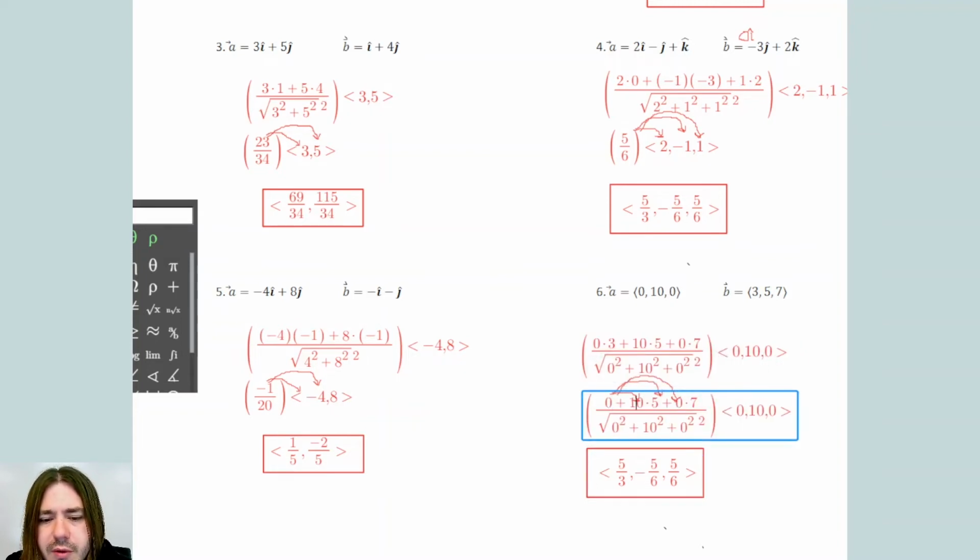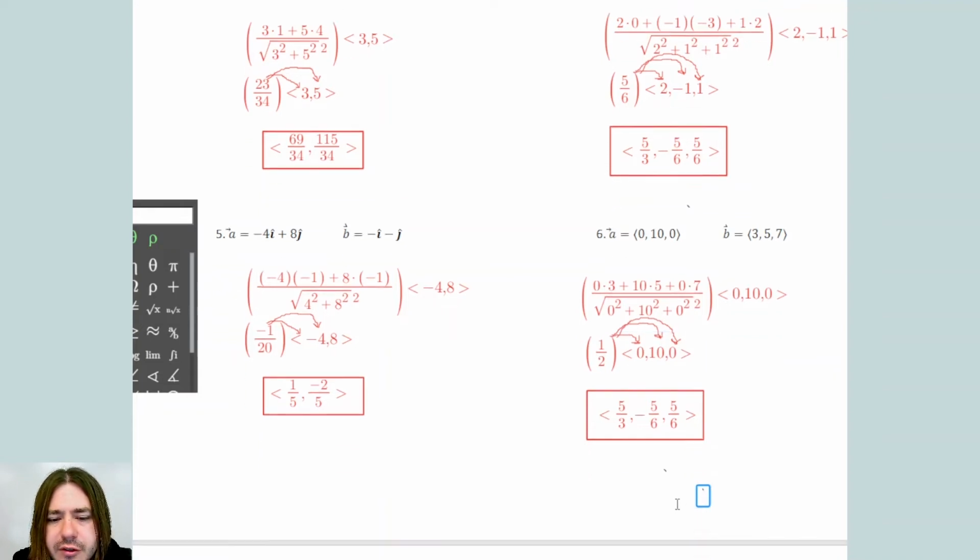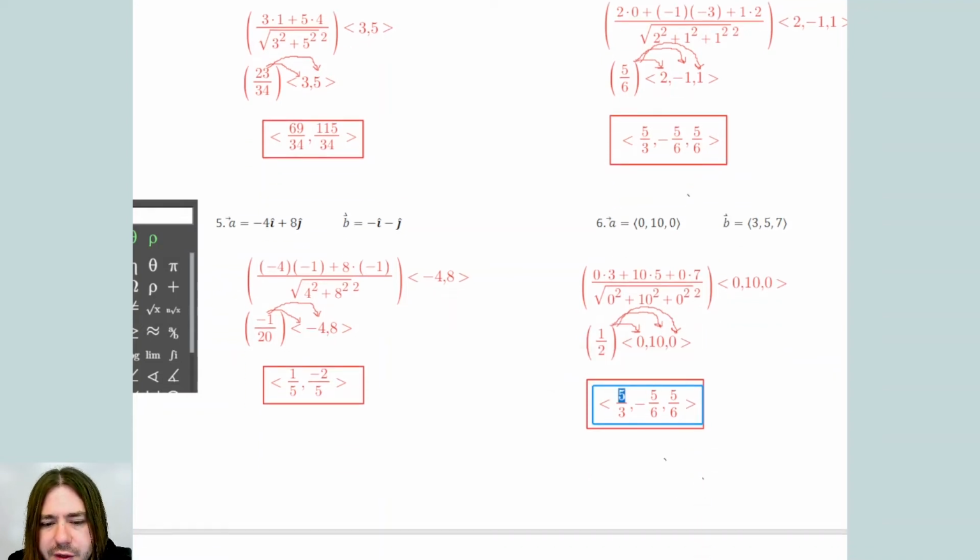0 times 3 is 0, 10 times 5 is 50, 0 times 7 is 0, so 0 plus 50 plus 0 is just 50. And then 0 squared is 0, so that goes away. 10 squared is 100, and 0 squared is 0. The square and the square root cancel each other out, and so we get 50/100ths, which reduces really nicely to 1/2. How about that? So now we're going to distribute the 1/2 to each of the three components. Half of 0 is just 0, half of 10 is 5, and half of 0 is 0 again. So there's our projection vector.